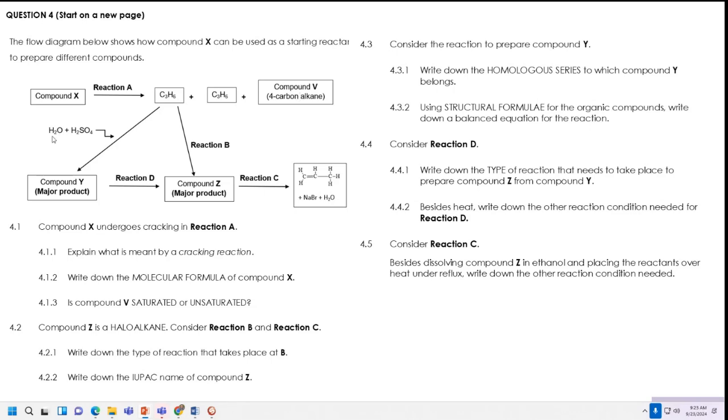All right. We see water plus sulfuric acid. Oh, nice. Sulfuric acid, that is a dehydrating agent. Then we have compound Y, the major product. Reaction D, that's all very cryptic at this stage. Compound Z, major product. And look at this, sodium bromide. Even the halogens are involved to some extent here.